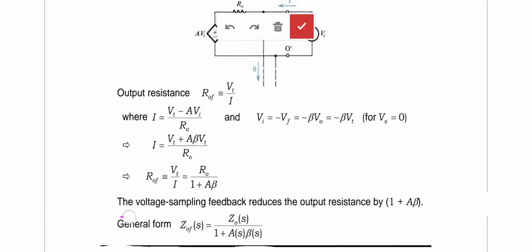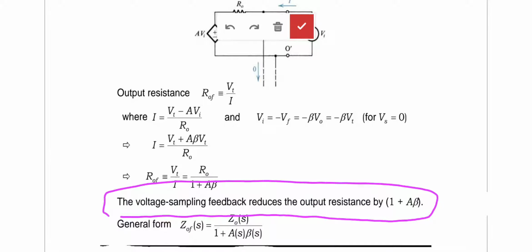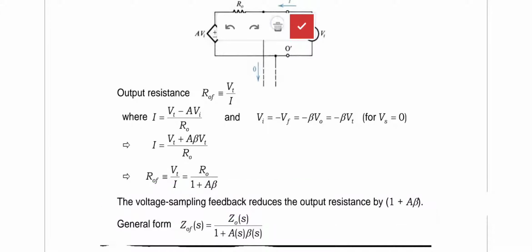So voltage sampling feedback reduces the output resistance by a factor of 1 plus A beta. In general form we can write it as ZOF, the impedance with feedback in the S domain, is equal to the impedance without feedback divided by 1 plus A(S) into beta(S).